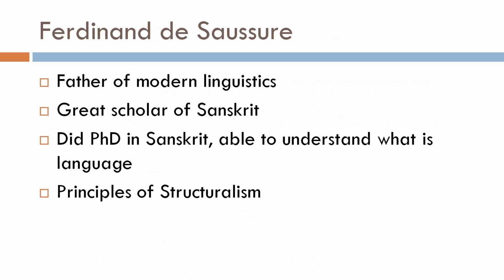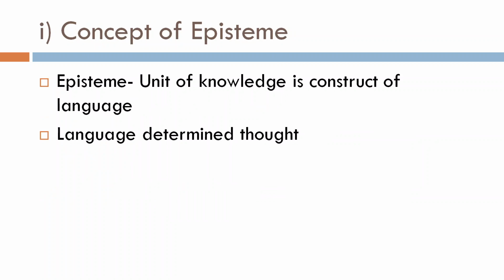Okay, let's see about Ferdinand de Saussure. He is the father of modern linguistics, a great scholar of Sanskrit too, and he even did a PhD in Sanskrit. He was able to understand what language is, and he gave the principles of structuralism. What are the principles of structuralism? We'll see them one by one.